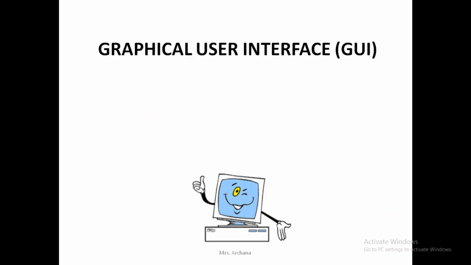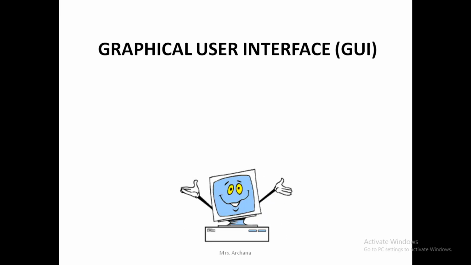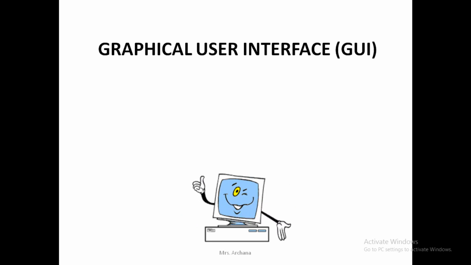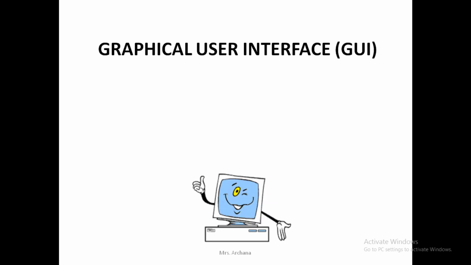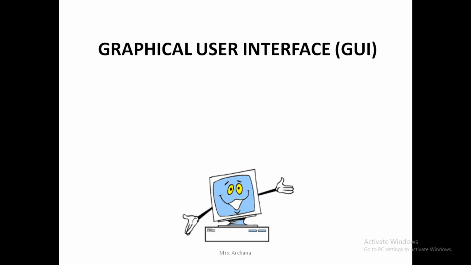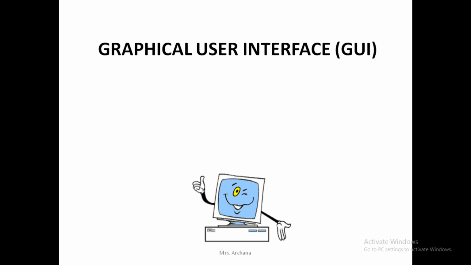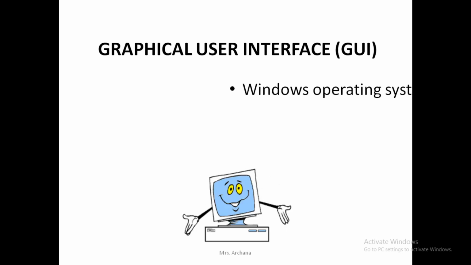Graphical User Interface, or GUI, operating system has a virtual environment using windows, buttons and icons. That means we can see the things and we can click on them to open them, or by using the mouse command we can operate this operating system. No need to remember the commands.